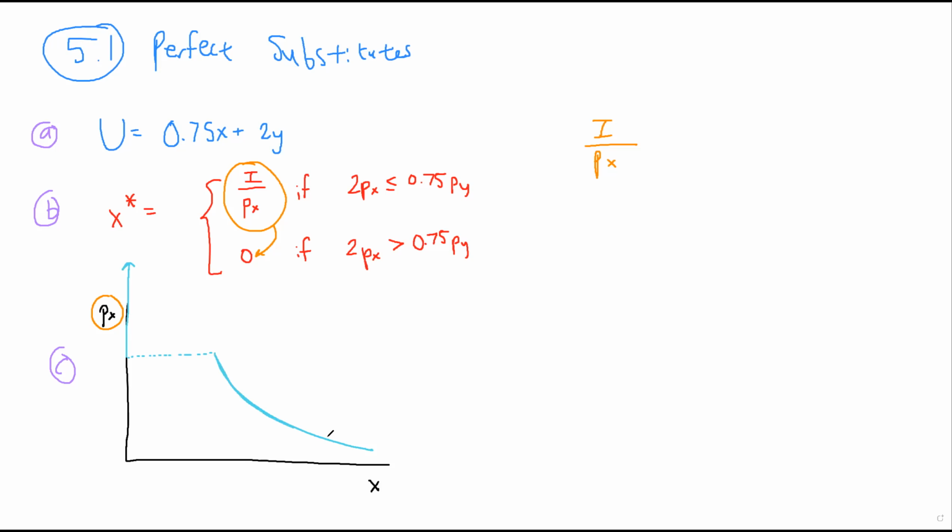So this is the demand curve. I will highlight this guy, and this guy is this piece. But then we'll do in green, this guy is this piece.